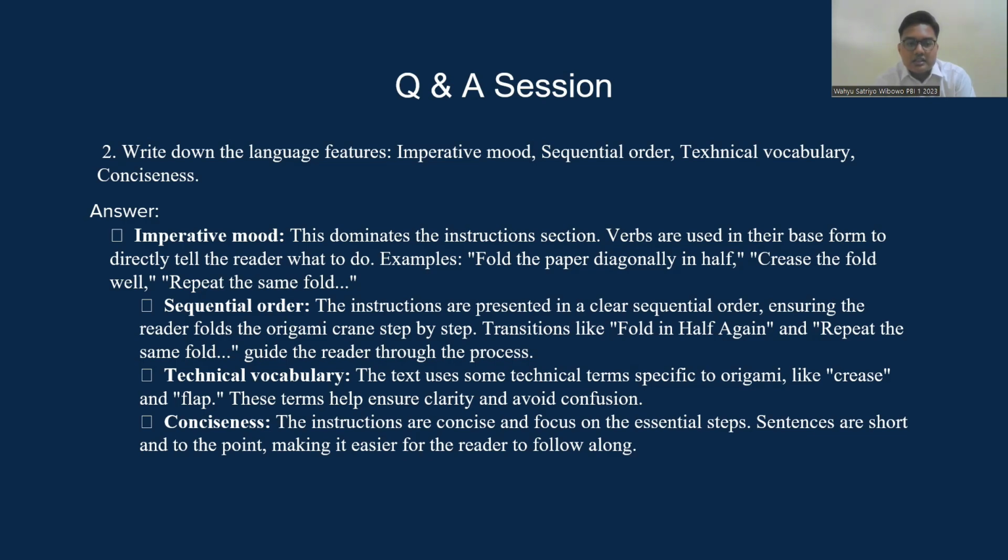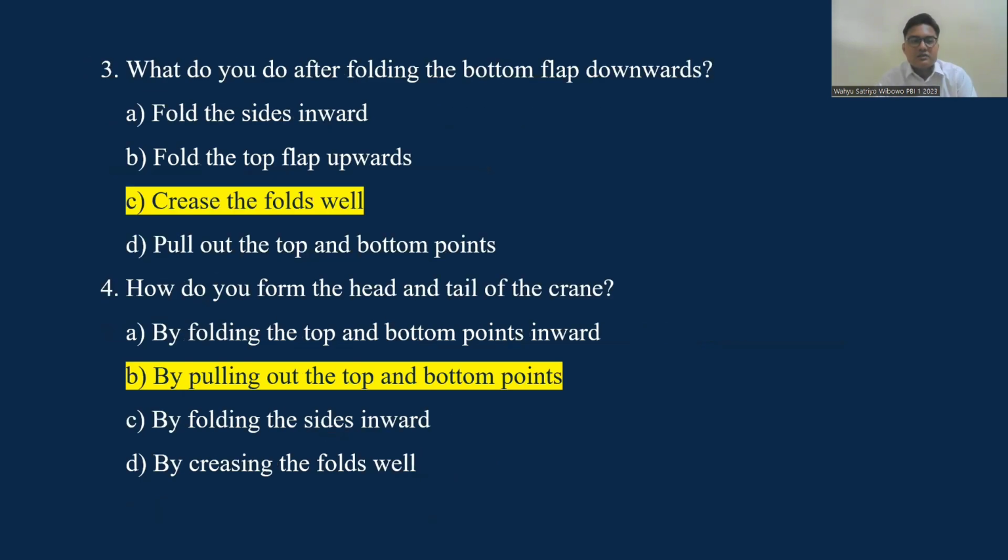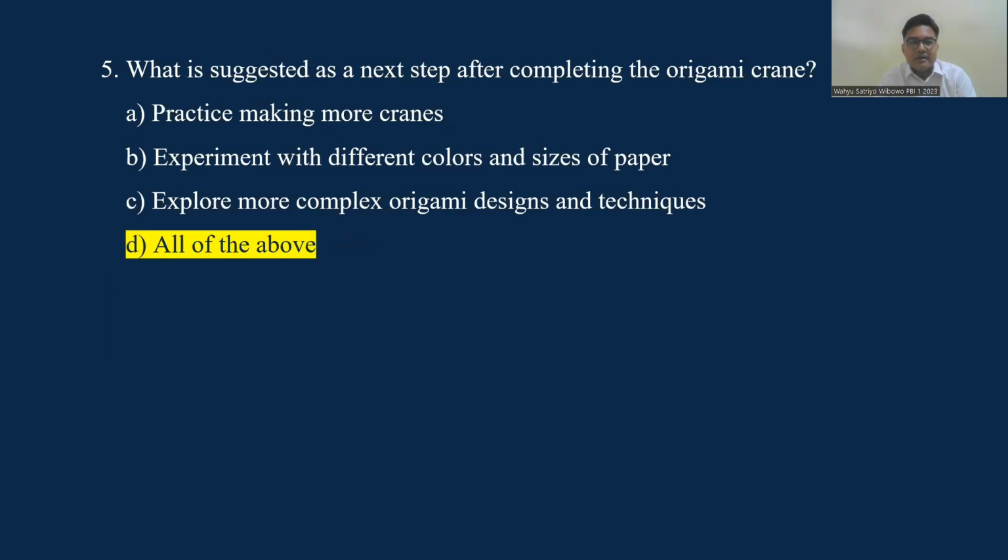And the third is conciseness. The instructions are concise and focused on the essential steps. Sentences are short and to the point, making it easier for the reader to follow along. And then it is a multiple choice question. You can see on your screen from number 1 and 2, and then number 3 and 4, and the last is number 5.